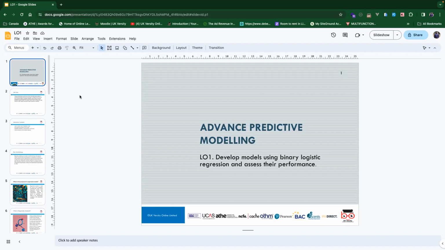This session, we'll be talking about advanced predictive modeling. This is a new unit that we'll be covering within the next few days or few weeks. So the topic is develop models using binary logistic regression and assess their performance.